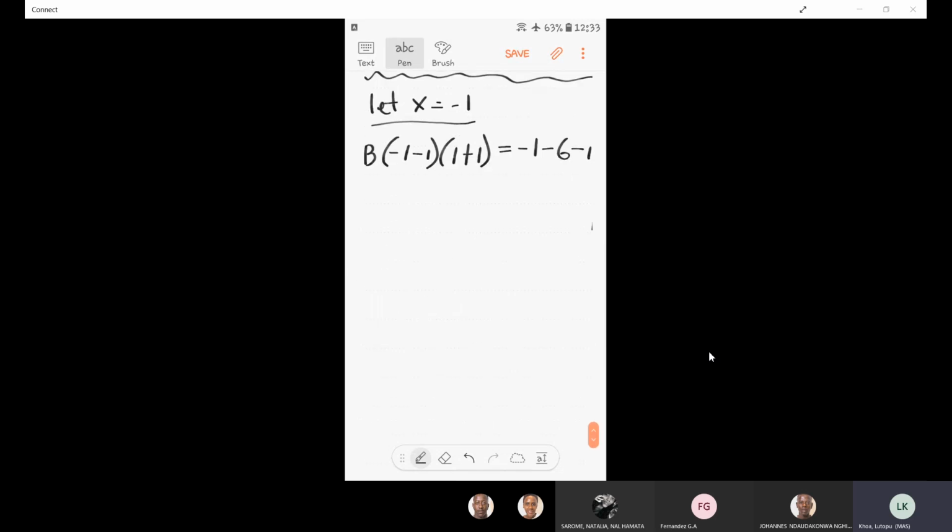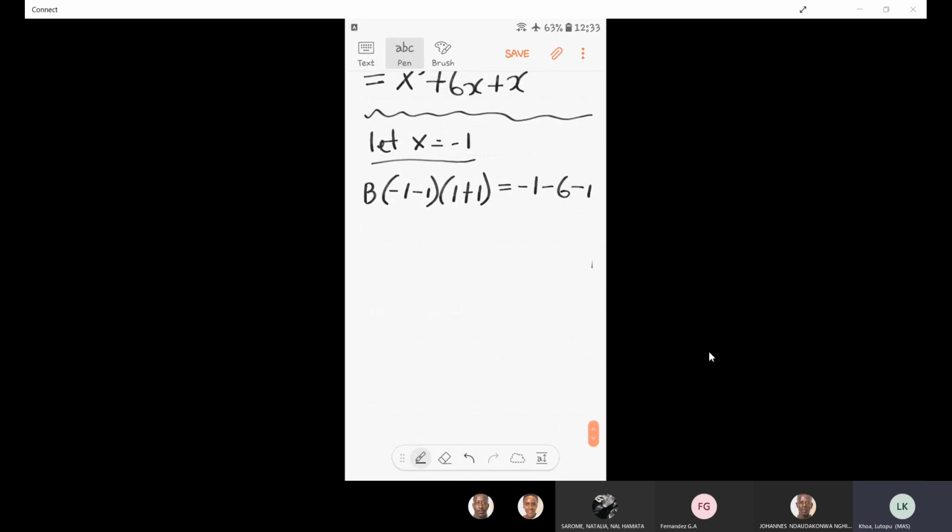Then on the left hand side I have negative 1 minus 1, it's negative 2, 1 plus 1 is 2, 2 times negative 2 is negative 4, so I have negative 4b. And then on the right hand side I have negative 8. This means that b is equal to 2. So that's my first solution.